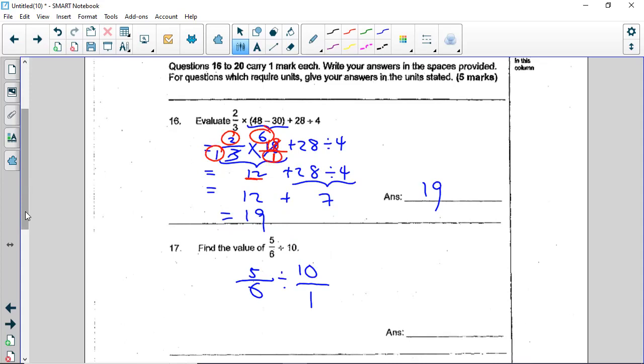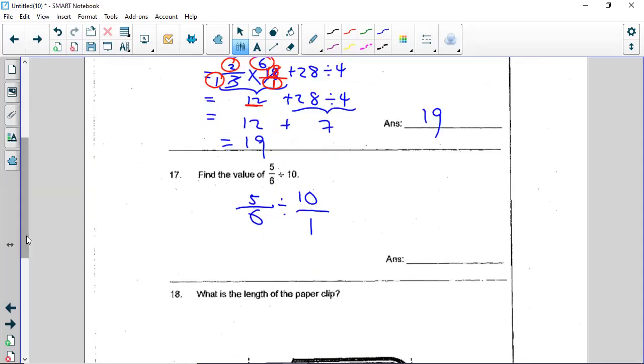See? All right. Okay, let's look at 17. Same. Change the whole number into a fraction. Just put it over 1. Then it becomes a fraction already. And then keep, change, flip. So keep the first fraction, change the divide to times, and flip the fraction upside down. Then you cancel, 5 divided by 5 is 1, 10 divided by 5 is 2. And then 1 times 1, you get 1. And then 6 times 2, you get 12. So your answer has to be 1 over 12. Okay, so by now you should know how to divide your fractions already.